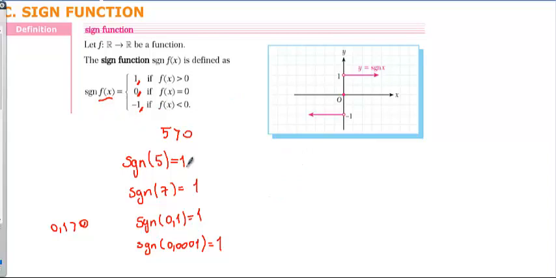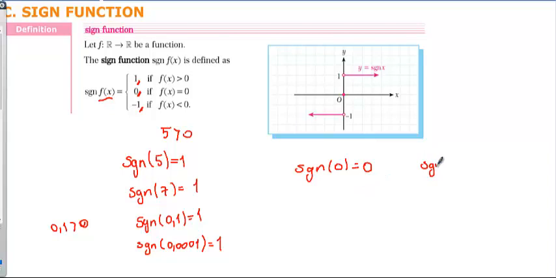And the second one, sign when the function is getting 0. When the value written inside the sign is 0, then the function is getting 0 value. So sign 0 should be equal to 0. Okay, sign 0 is equal to 0.